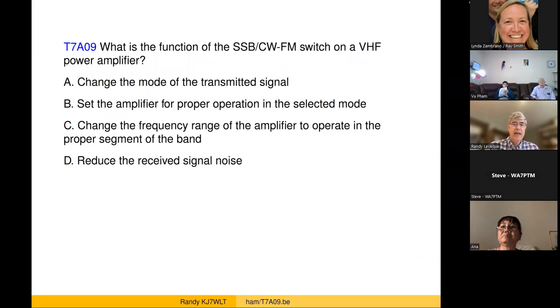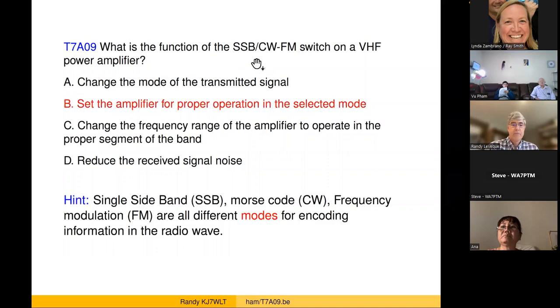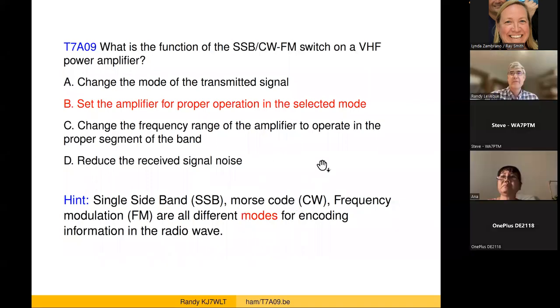So what's the function of an SSB/CW-FM switch on a VHF power amplifier? So there are a lot of acronyms there, but if you remember what these stand for, SSB is single sideband. That's one form of modulation. CW is Morse code, for continuous wave, that's another way of encoding information in the radio wave signal. Or frequency modulation, which I mentioned before, is another mode of encoding information. So all of these are different modes, we call it, of encoding information in the radio signal.